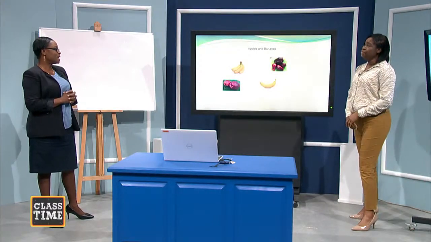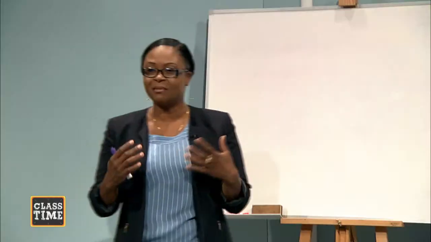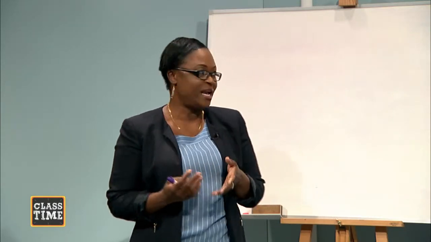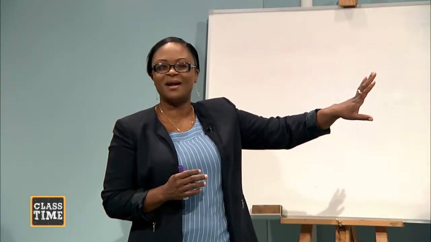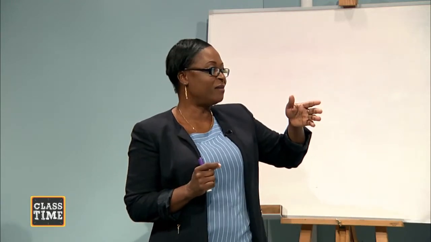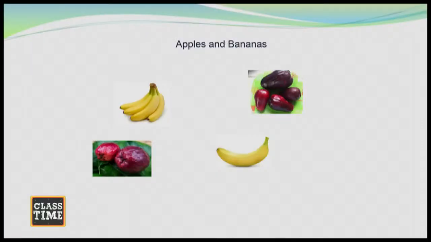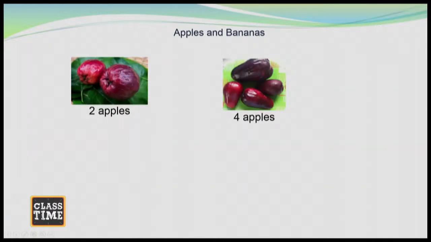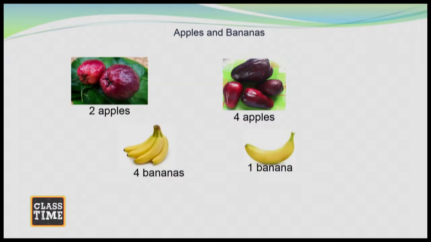So to begin the conversation and to set some foundation for where we will take this lesson today, I want us to look at apples and bananas. I mean, who doesn't like apples and bananas? And so here we have some apples and some bananas. What does that have to do with our understanding, though? So let's go. If we have 2 apples and 4 apples, and we have 4 bananas and 1 banana, I would want us to appreciate and understand how many fruits there are.